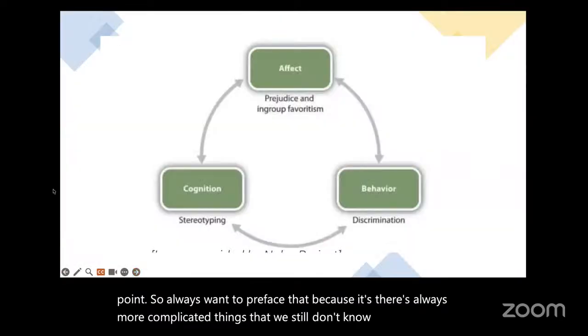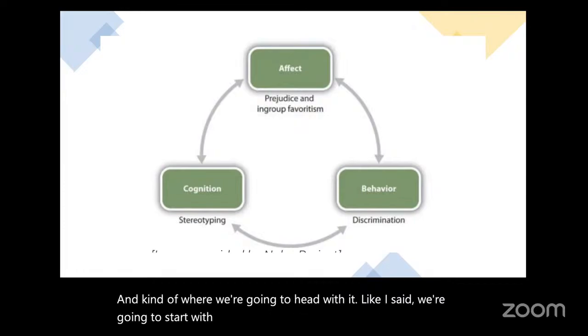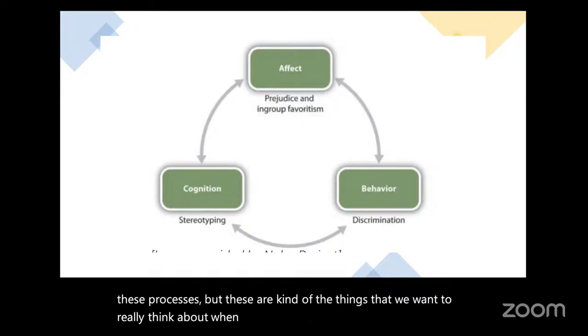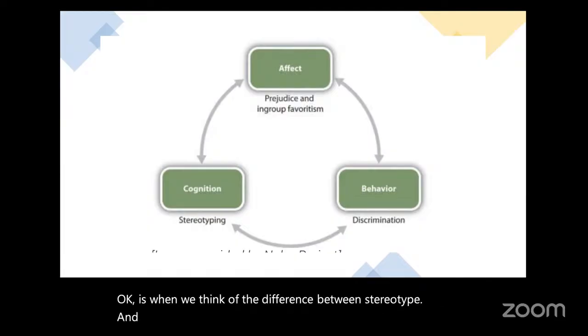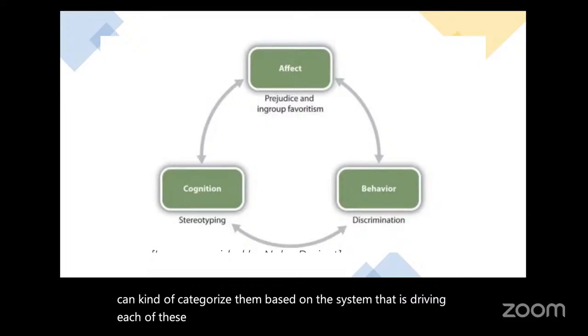Okay. So I want to start by talking about the circle and where we're going to head with it. Like I said, we're going to start with some broad theories that overarch all of these processes, but these are the things that we want to really think about when we get down to the nuts and bolts. When we think of the difference between stereotype and then prejudice and in-group favoritism and discrimination, we can categorize them based on the system that is driving each of these. Okay. So when we talk about stereotyping, we're talking about a cognitive process.